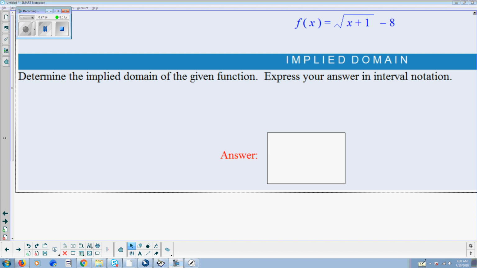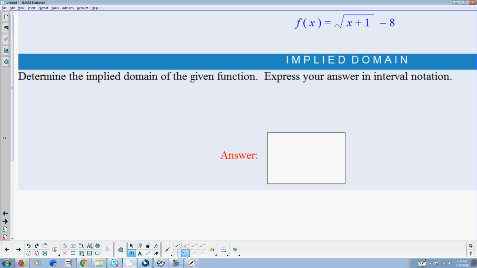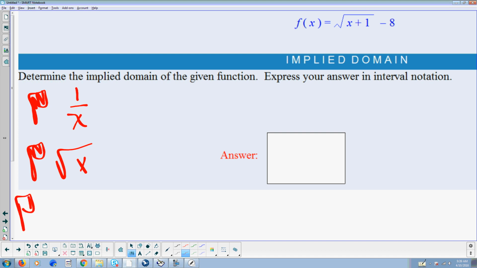Okay, in this problem, we are told to determine the implied domain of the given function and express an answer in interval notation. So implied domain, we need to remember our red flag situations. Red flag number 1 would be an x in a denominator. Red flag number 2 would be an x under an even root. The double red flag situation is where we have an x in a denominator that's also under an even root. Okay? So those are our 3 restrictions on domain.